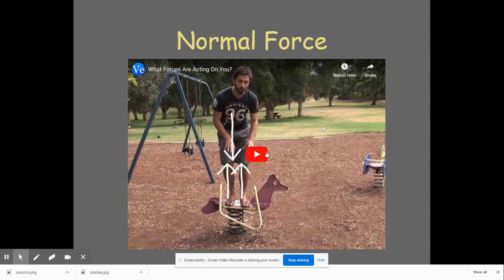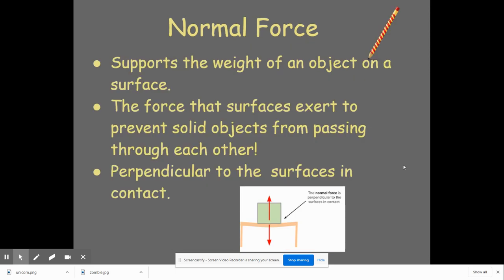And again, when I click on these and try to use this program, the videos come out kind of weird. So I will ask you to watch this little video. This is called the normal force. Now, the word normal here doesn't mean regular or not weird. The word normal here is referring to being perpendicular. And let me explain what that means. So I want you to watch this little video clip first, and then the notes will hopefully make a little bit more sense to you, right?